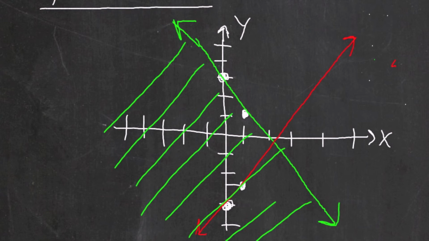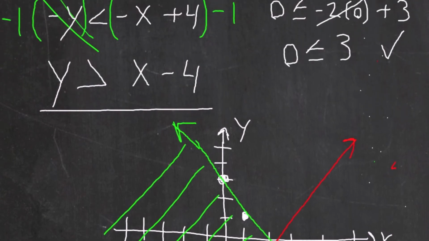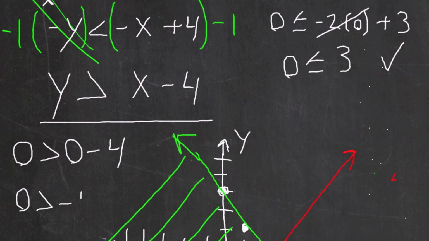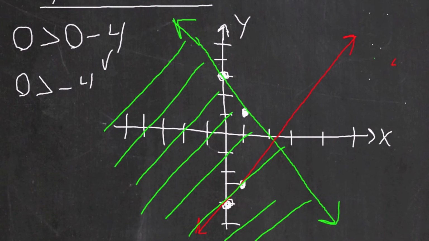Now let's do the same test point for the red line. If we plug in 0 again, we have 0 is greater than 0 minus 4. Getting rid of what we don't need, we have 0 is greater than -4. And once again, this is a true statement. So we can come down here and shade on the side of the red graph that has the point 0, 0 in it, which is the upper half.